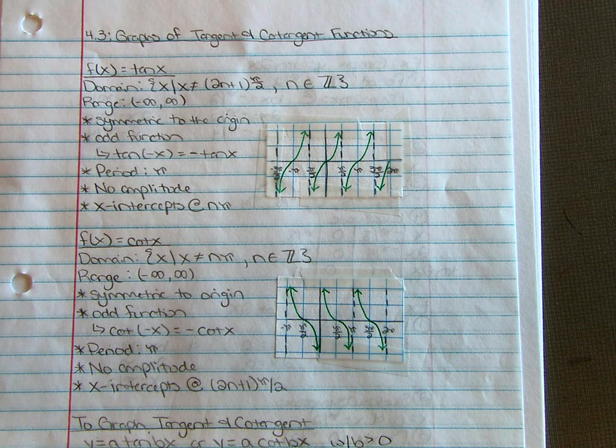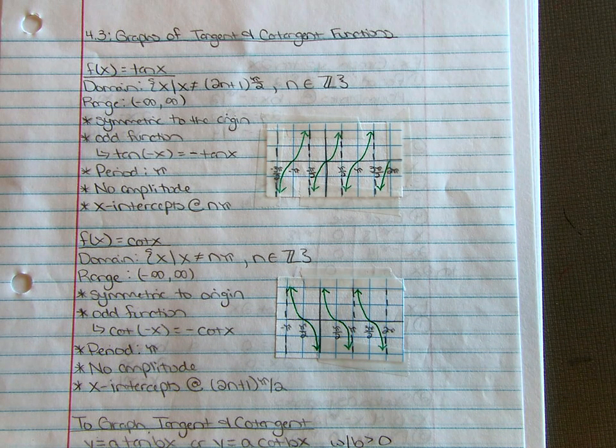Tangent is symmetric to the origin. That means if you take your top right corner and you fold it down, it will cover the bottom left. And if you are symmetric to the origin, that means that you are an odd function. An odd function means that when you put in the negative x's into your tangent, you get negative tangent of x.